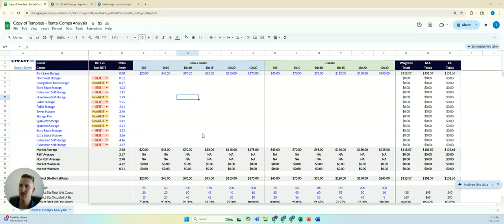Hi everyone, today I want to show you how to use our free rental comps analysis tool. This tool is super useful if you're looking to buy a self-storage property and you're wondering how your rental rates stack up against the competition. So let's jump right in.